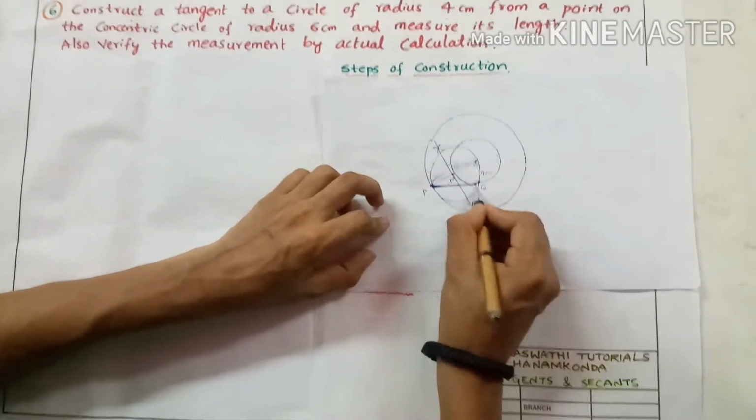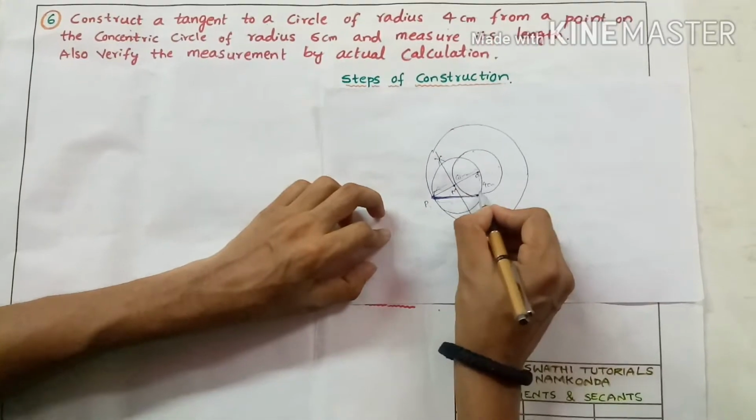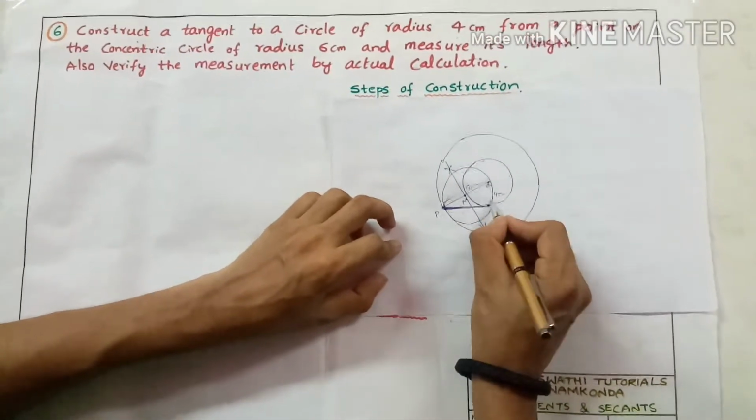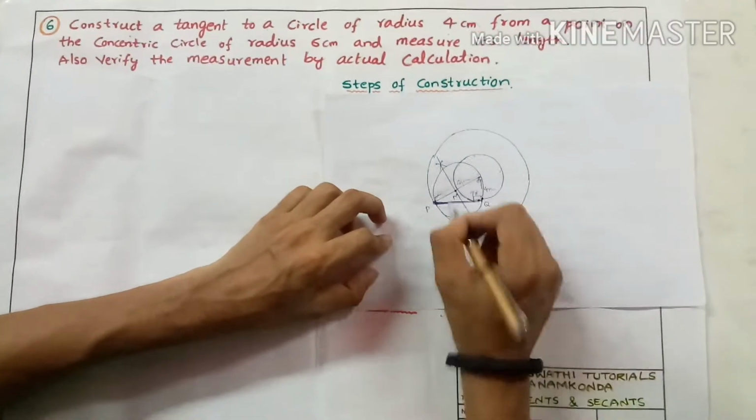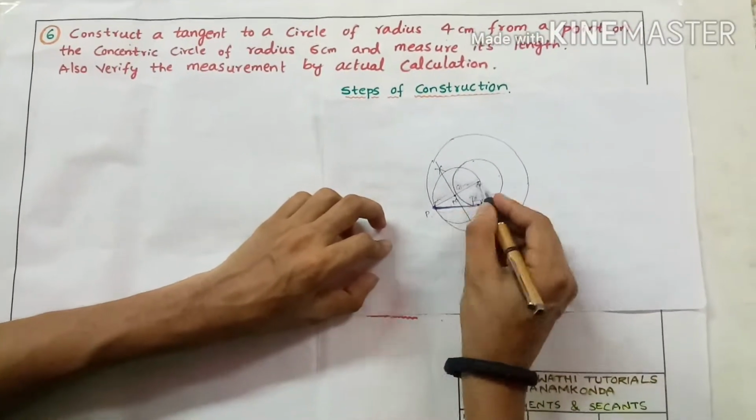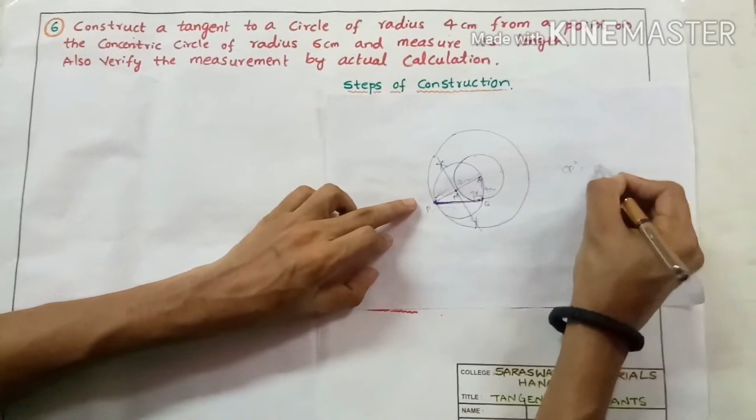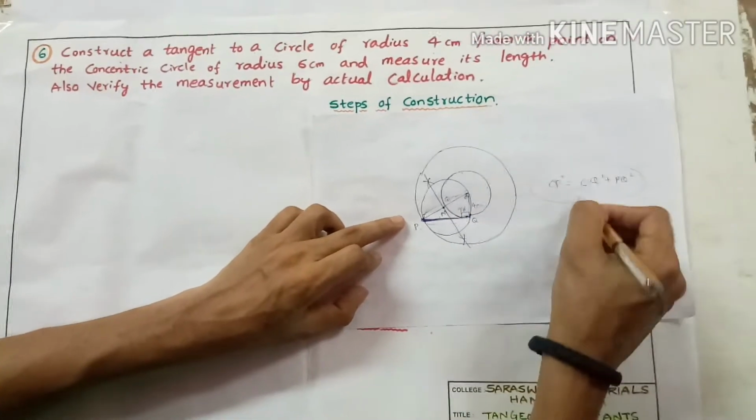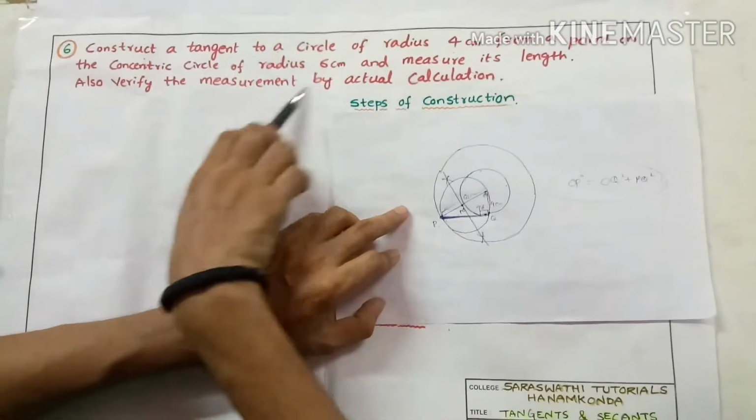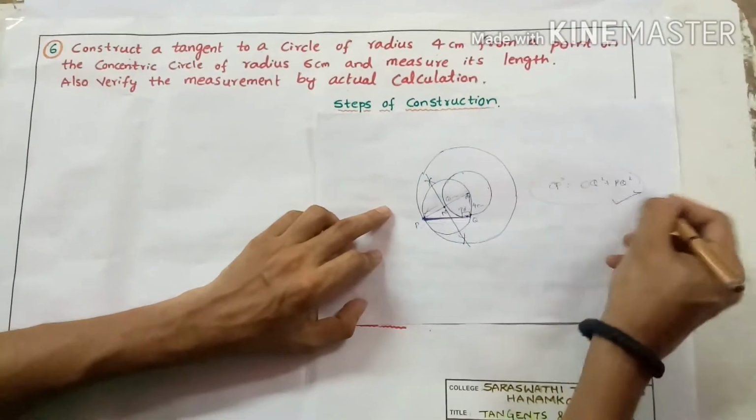Now we have to measure PQ using a ruler. Here, angle OQP is a right angle, so triangle OQP is a right triangle, since the radius to the point of contact is perpendicular to the tangent. If we apply the Pythagoras theorem, OP squared equals OQ squared plus PQ squared. This must be satisfied, so we verify the measurement by actual calculation. That means we have to verify the Pythagoras theorem.